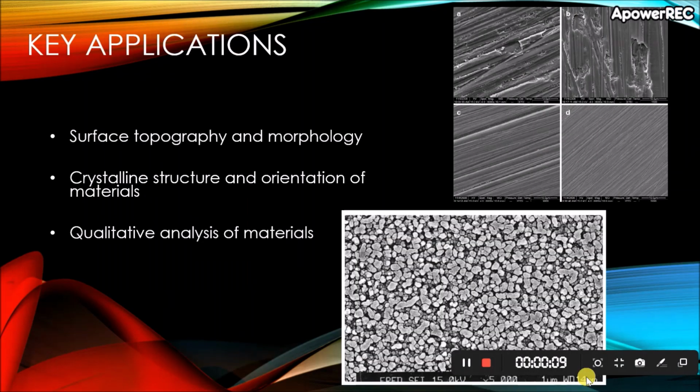Here are some key applications of SEM. First, surface topography and morphology. Next, crystalline structure and orientation of material. Overall, SEM is a qualitative analysis of materials. Here are some photos of what SEM can produce as images. The one on the top shows surface topography. The one below shows how crystalline the material actually is.